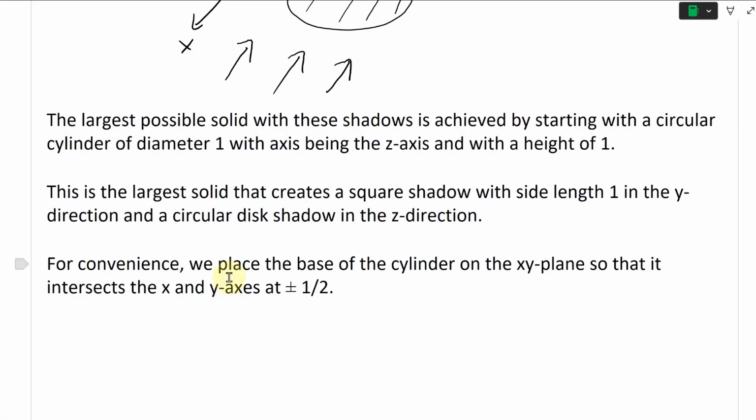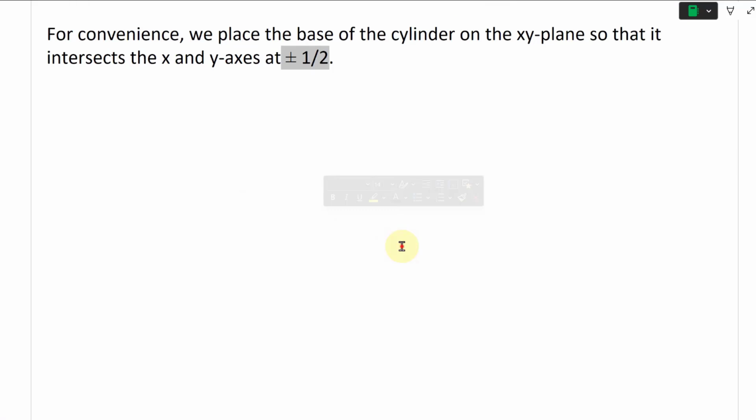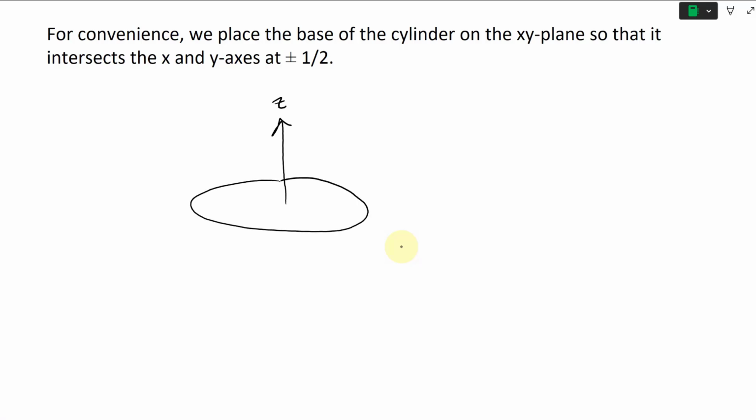To draw this for convenience, we place the base of the cylinder on the xy plane so that it intersects the x and y axes at plus or minus 1/2. So in other words, let's draw this solid. We start off with the largest solid. Here is our z, and now we're going to have a circular cylinder like this, and it's going to go down like this.